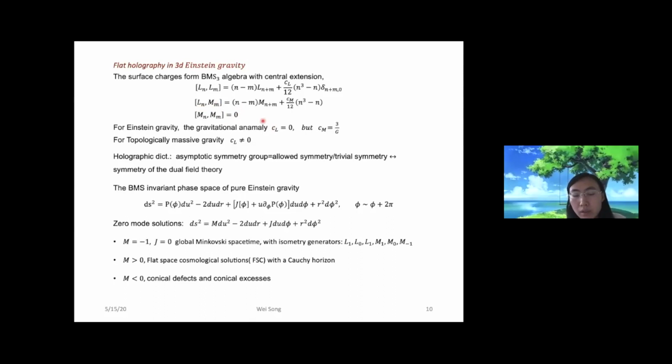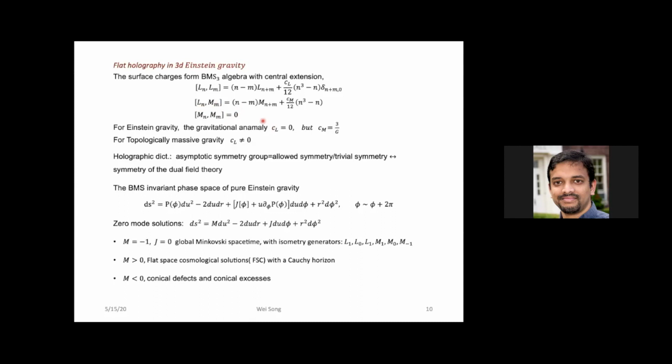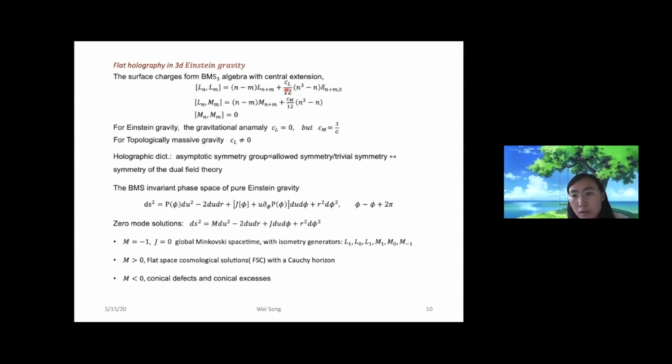And in topologically massive gravity, the scale then comes from the mass. When you say CL is not equal to zero, it's the gravitational anomaly. It's related to the mass of the massive graviton. Okay.